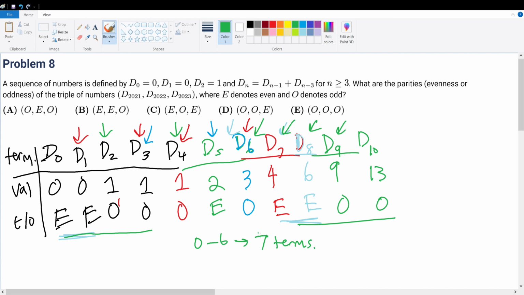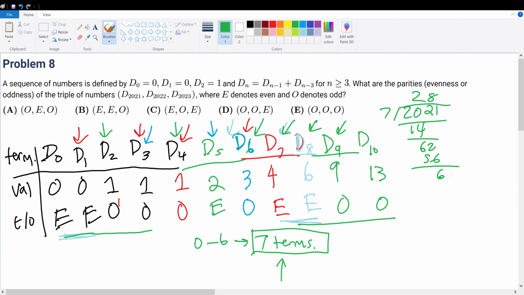Because we know if we have a periodicity of 7, we can use modular arithmetic to solve and find the correct parity. So in this case, which quantities are D of 2021, D of 2022 corresponding to? Since we have a periodicity of 7, it repeats every 7 terms. So how many 7s are within 2021? That way we cancel out repeating patterns. Dividing this by 7, we get 2, 14, 62, we put 8 here, we get 56, and we then get 61. We put 8 here, we get 56, and we get 5. So 2021 mod 7 gives me 5.